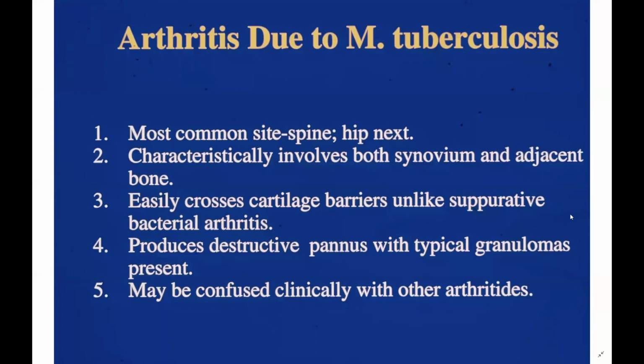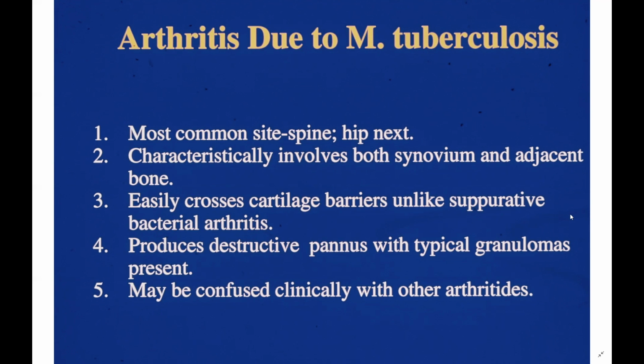Now, this is a subject that everyone going into pathology needs to be very cognizant of in their practice. I have seen some real disasters caused by the failure to recognize that an individual might have Mycobacterium tuberculosis in bone and joint. The most common site is the spine. The next is the hip. It characteristically involves both synovium and adjacent bone.